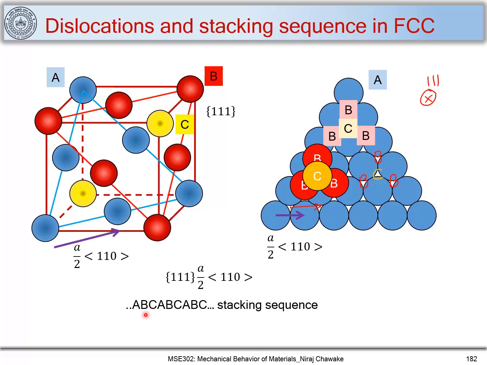So we have ABC stacking, and this makes your FCC structure. You have another stacking also, like AB stacking, and this makes the HCP crystal structure. As we are not looking at the HCP crystal structure, we will not see this AB stacking. We will be focusing on ABC stacking, which makes your FCC structure.